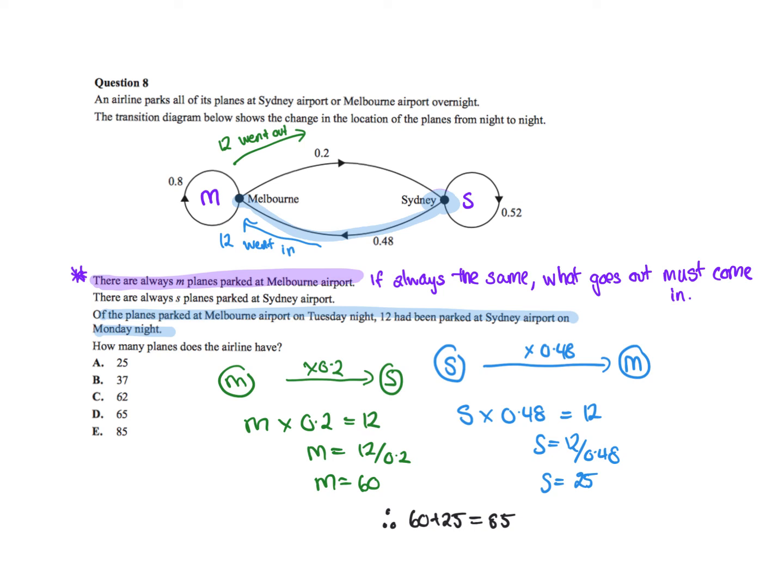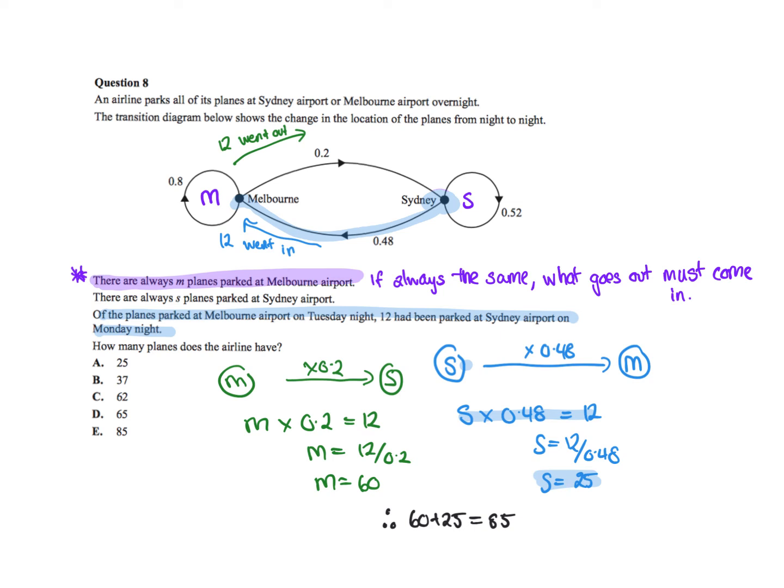So here I know when we go from Sydney to Melbourne, it says that it's 0.48. So you know that 0.48 times the Sydney amount would be 12. So we can calculate Sydney, therefore, if 12 equals 48% of the Sydney, so this is how we find it. So Sydney's got 25.